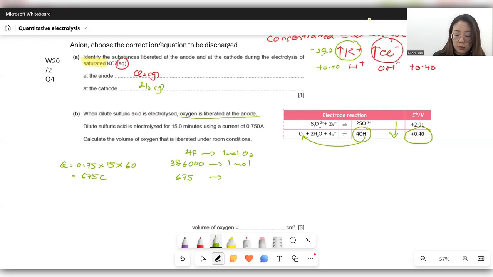So you only liberated 1.75 times 10 to the power negative 3 moles of oxygen gas. Once you get the moles, you can multiply by 24 dm cube and convert it to cm cube. And the final answer would be 42.0 cm cube. Okay, so that will be the third example.